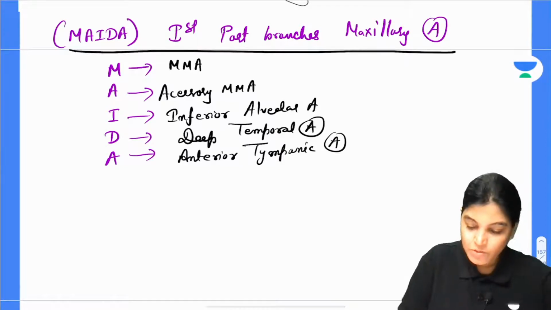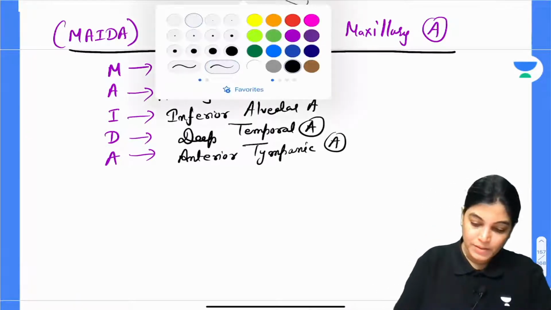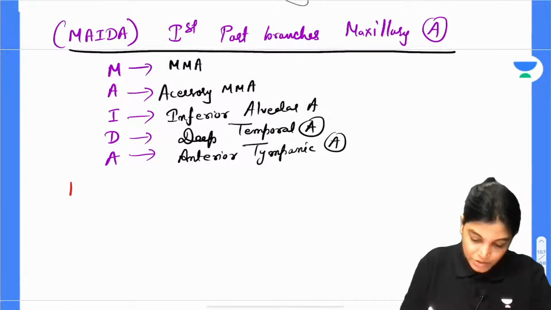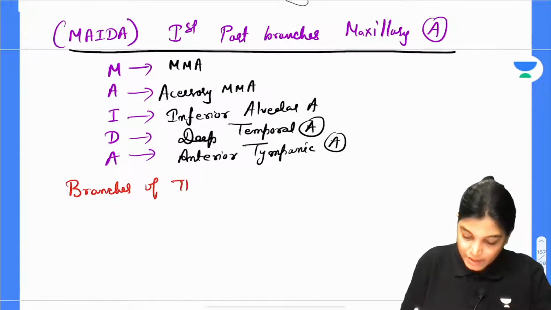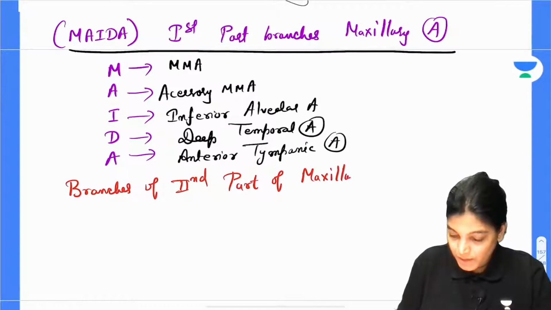Now we will talk about the second part branches. Write down the branches of the second part of the maxillary artery.